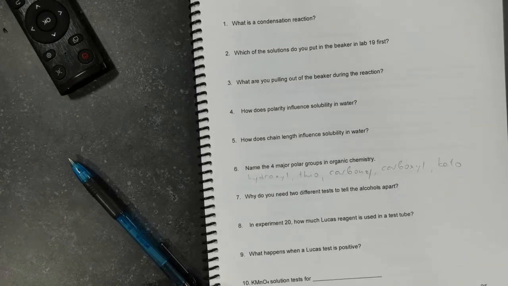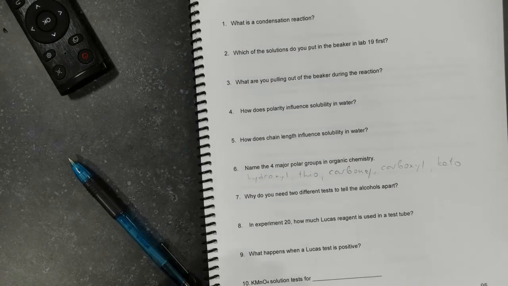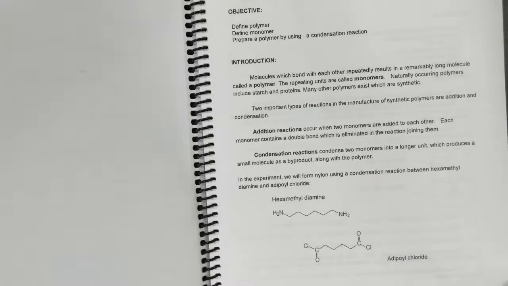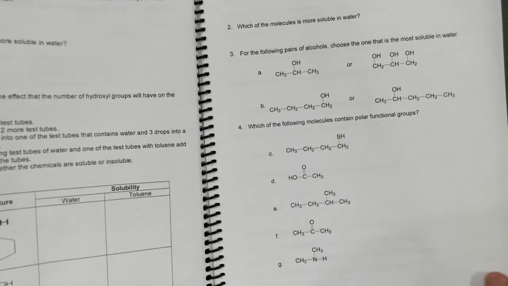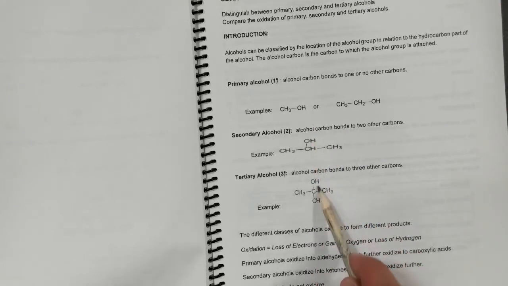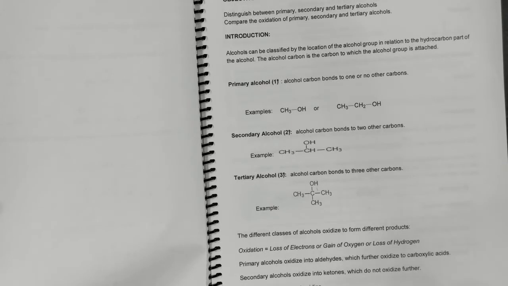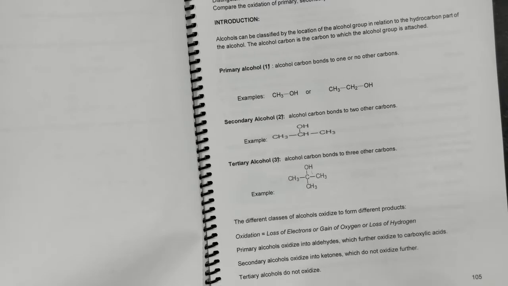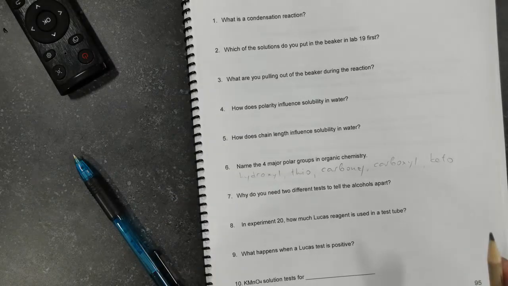Okay. Why do you need two different tests to tell the alcohols apart? Because the alcohols that we are testing can be primary, secondary, or tertiary. So they're going to form different compounds. Primary alcohols will oxidize to carboxylic acids all the way. Secondary alcohols will oxidize to ketones. Tertiary alcohols will not oxidize.